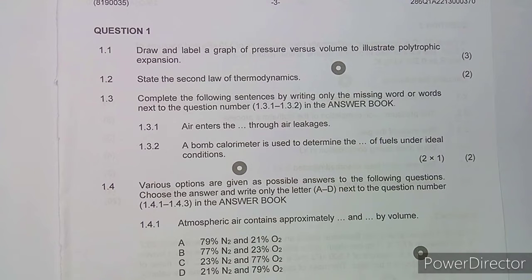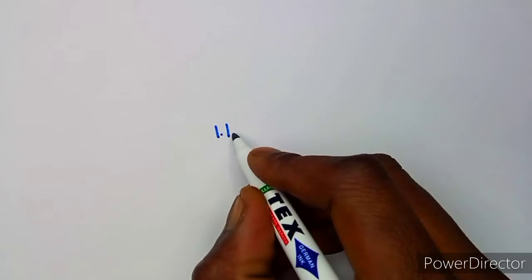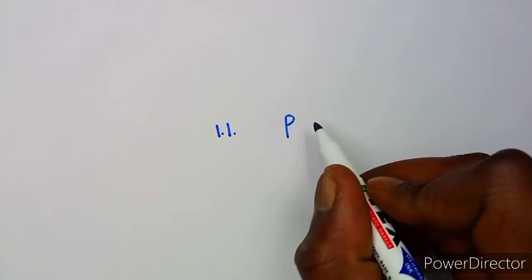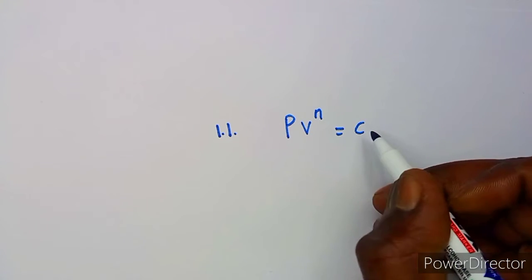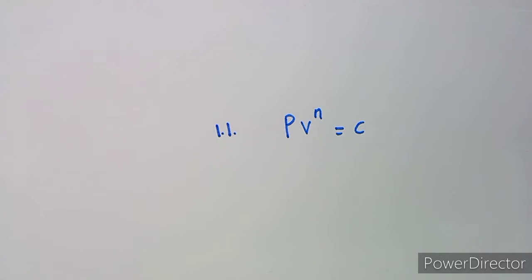On the first part, we are given question 1.1: to draw and label the graph of pressure versus volume to illustrate polytropic expansion. Remember that a polytropic expansion is one that is written in this format of PV to the exponent of n, which is equal to c. So now the question is for us to draw a diagram to represent this polytropic.